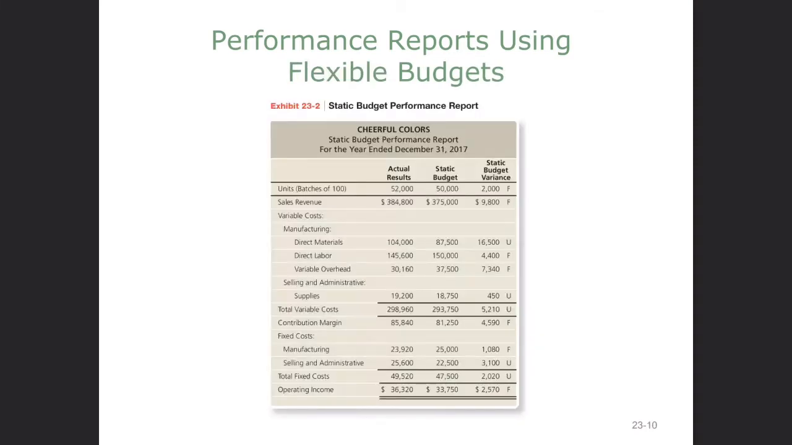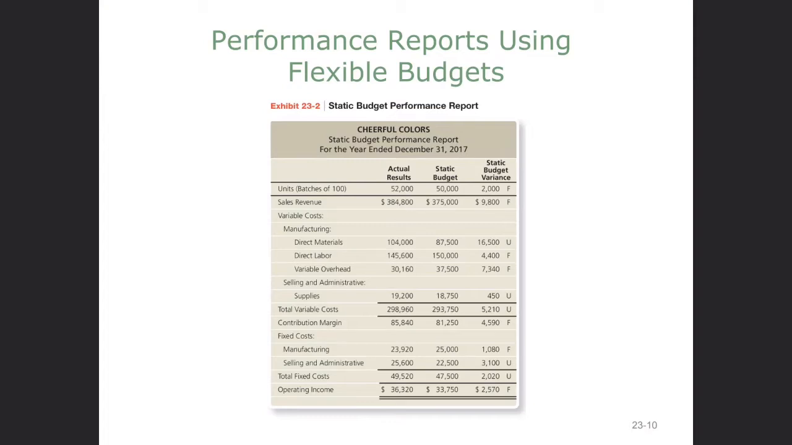So this is an example of a static budget performance report. And here we're looking at cheerful colors. This is for the year ended December 31st, 2017. And we have here their actual results, their static budget, and then whatever their static budget variance is.